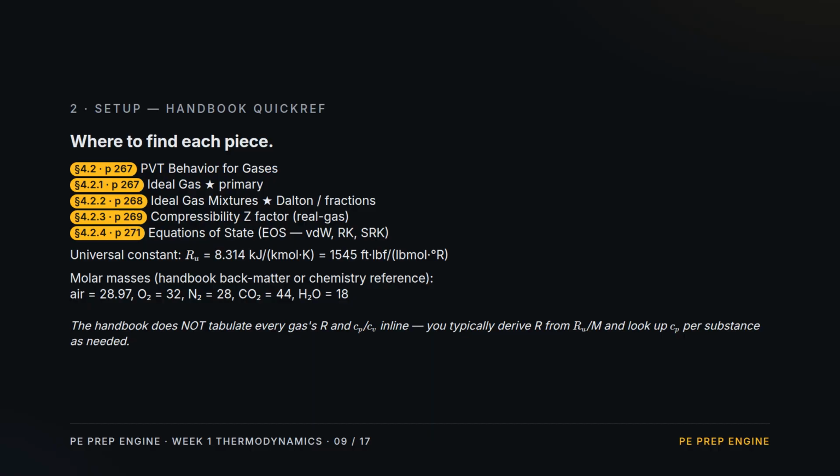Handbook, quick reference. The ideal gas chapter covers the ideal gas law, mixtures, the compressibility Z factor, and equations of state like van der Waals and Redlich-Kwong. The universal gas constant and common molar masses are in the back matter tables. Worth memorizing: air 29, nitrogen 28, oxygen 32, carbon dioxide 44, water vapor 18.